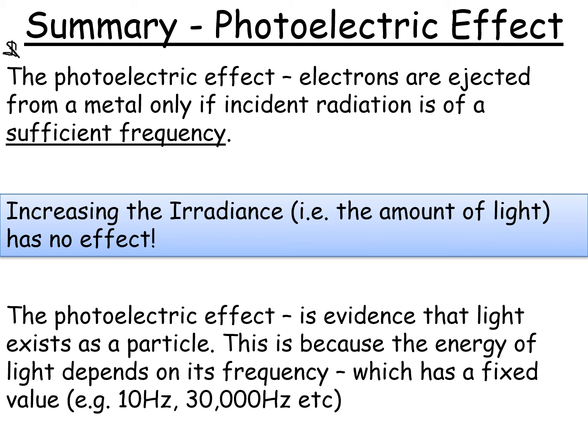So the photoelectric effect is evidence that light exists as a particle. This is because the energy of the light depends on its frequency, which has a fixed value, i.e. 10 Hz, 30 Hz, 40 Hz. It's a well-defined value. And this is really, really weird because remember, previously we looked at light existing as a wave. In fact, we had an experiment called Young's double slit experiment that proved light exists as a wave. So we've now come up with a second experiment to say, actually, light doesn't exist as a wave, light exists as a particle. So how do we square the two together? So let's look at that in the next couple of slides.